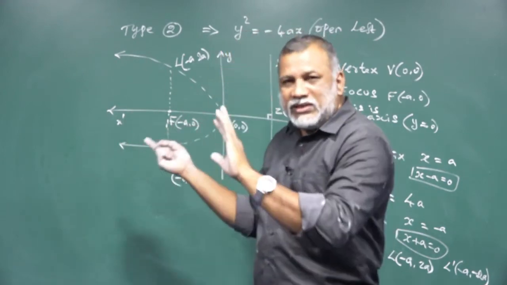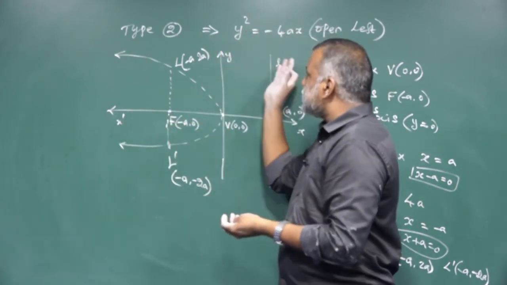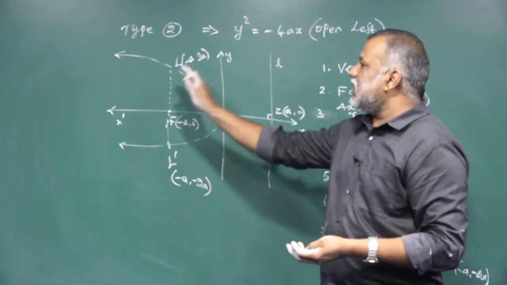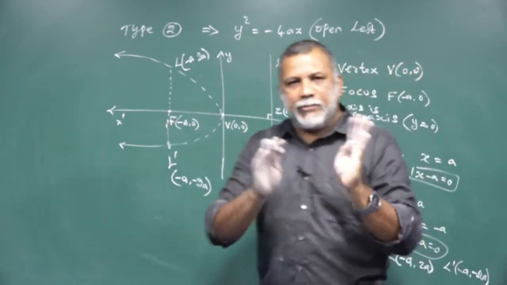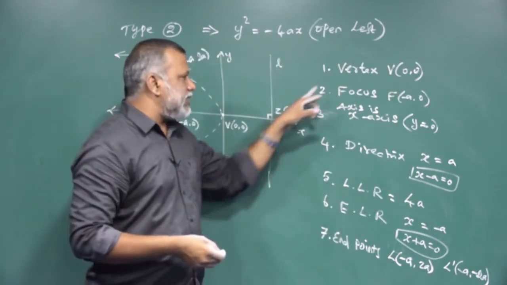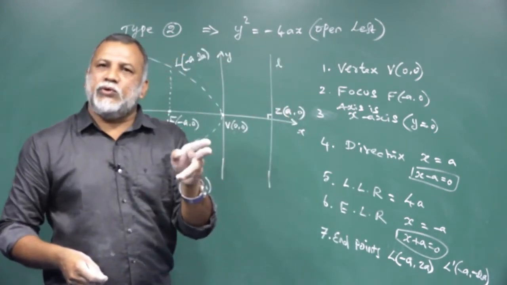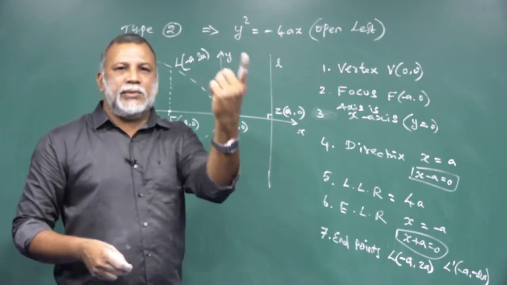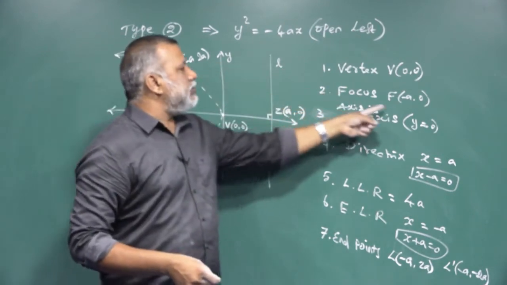With the help of that, just interchanging. The first result is positive. Here the second result is negative. See the comparison of the first and second. In the first result the vertex is the same. Here also the vertex is the same. In the first result, the focus is a comma 0 because it is positive. See here, negative, so minus.